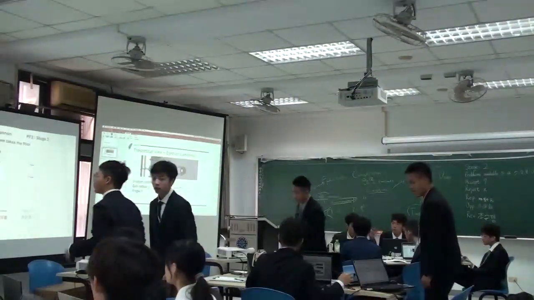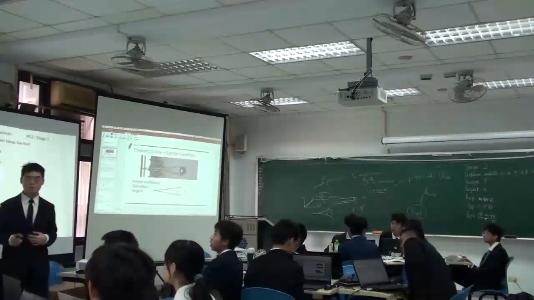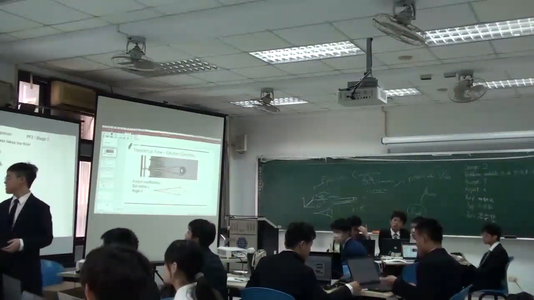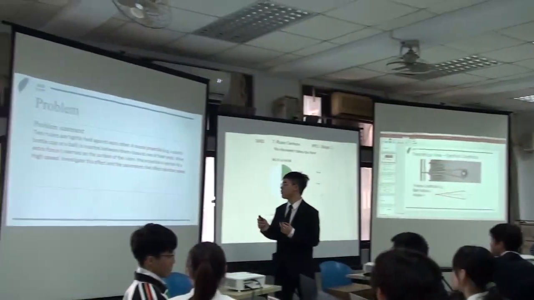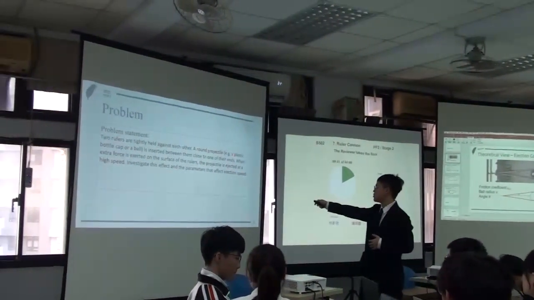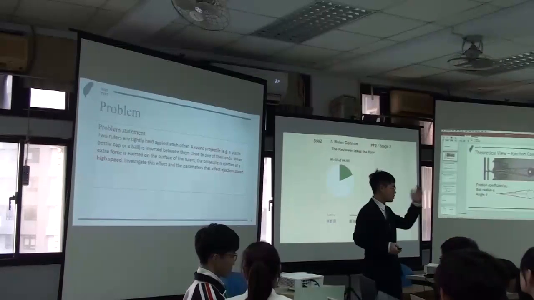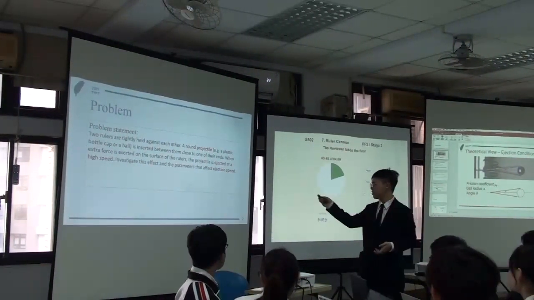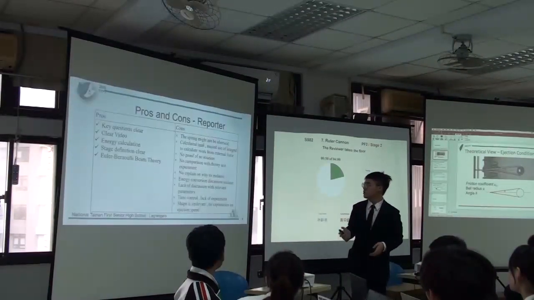Okay, so I am the reviewer from the laboratories team, and we review problem number 7, the ruler cannon. This is the problem statement. I think the essence of the problem statement, the most important part, is the parameters that affect the ejection speed, which the reporter has not really talked about, and the opponent hasn't really pointed out the inconsistency. So this is my outline.